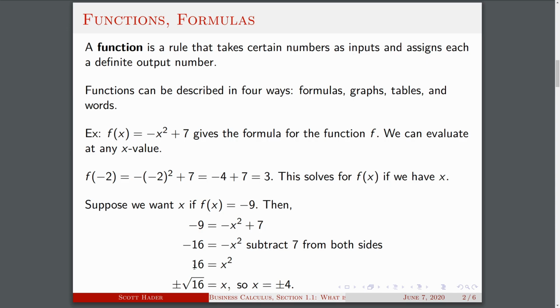And when we take the square root, we need to remember to put a plus and a minus sign, because if it's a minus or a plus, when we square it, we still get the same number, right? So there are two solutions there. And the square root of 16 is 4. So there are two x values where the y value is minus 9: plus 4 and minus 4. All right, so I hope that made sense.